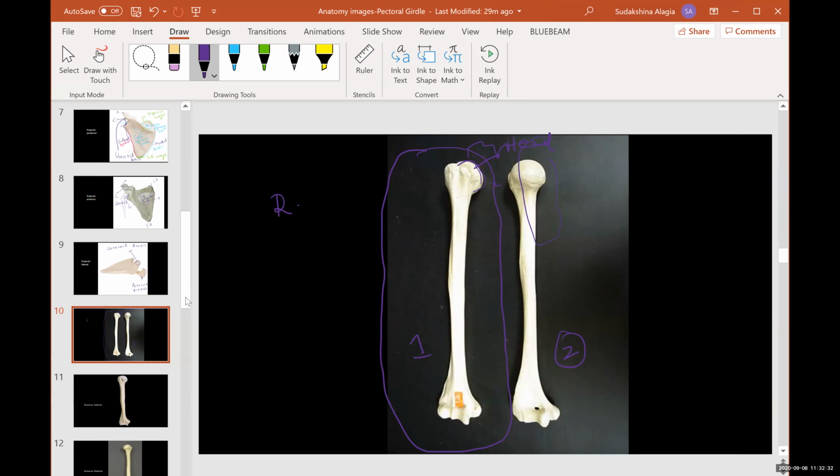It is the right humerus, and this is the anterior aspect. This is the posterior aspect. We'll look at this separately in a second.